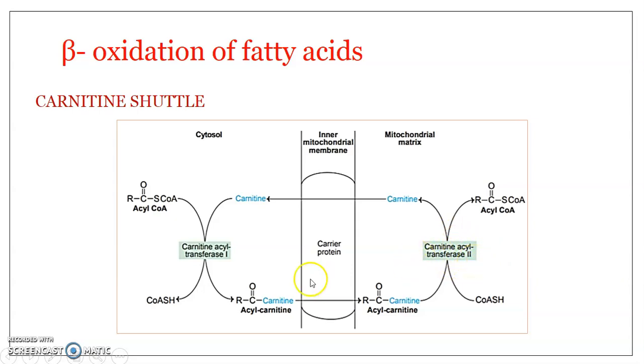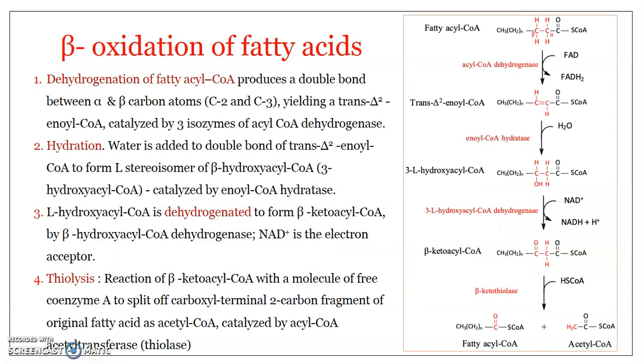So this is about the carnitine shuttle, where the fatty acyl coenzyme A gets transported across the inner mitochondrial membrane to the matrix with the help of the carnitine translocase carrier protein and the carnitine acyl transferase 1 and 2 enzymes. I hope it is clear. Now, the fatty acyl coenzyme A is present in the mitochondrial matrix, and it can enter the beta oxidation proper, which takes place in the mitochondrial matrix.